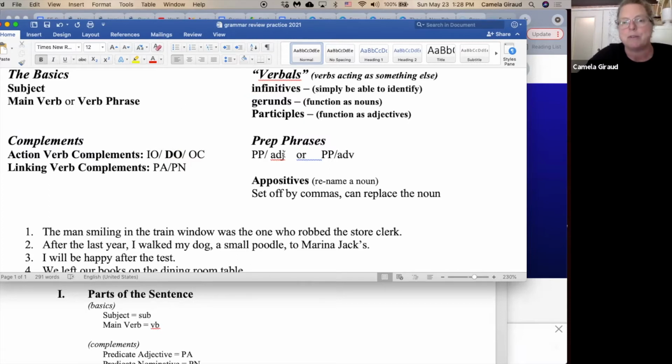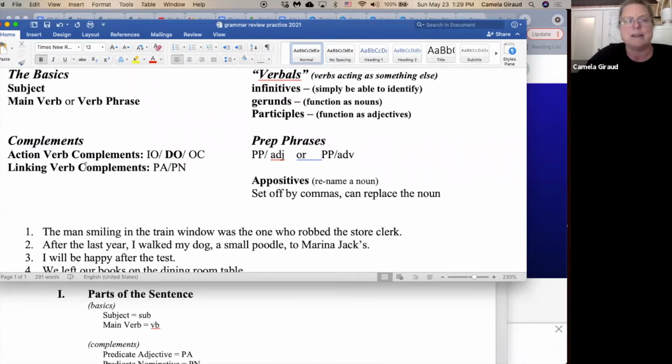Prep phrases, prep phrase adjective or prep phrase adverb. Just remember those adjective or adverb questions. Adjectives always associate with a noun and they answer what kind, which ones, how many. And adverbs answer when, how, why, under what conditions, to what extent. So definitely have those things written down in your notes because that will be helpful, but also just a good thing to know.